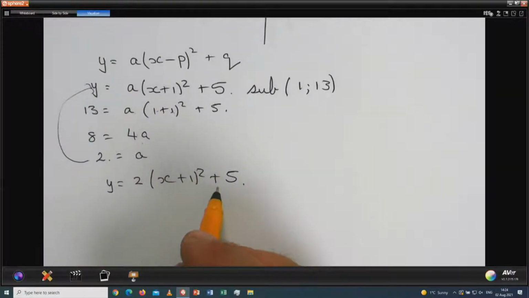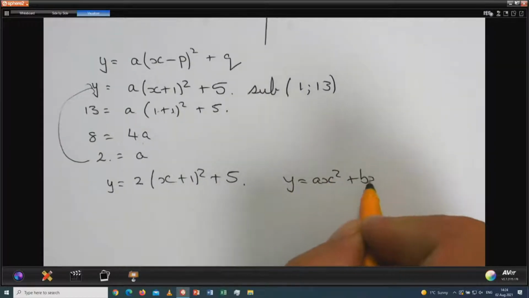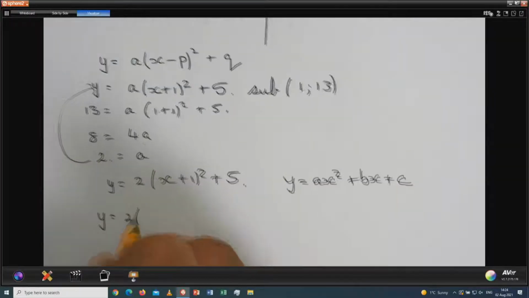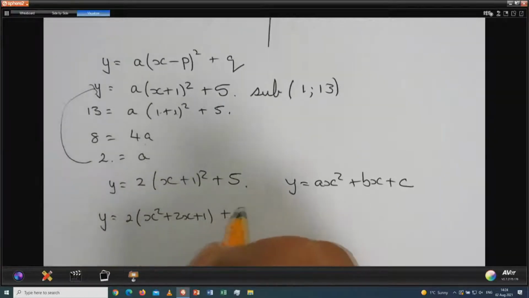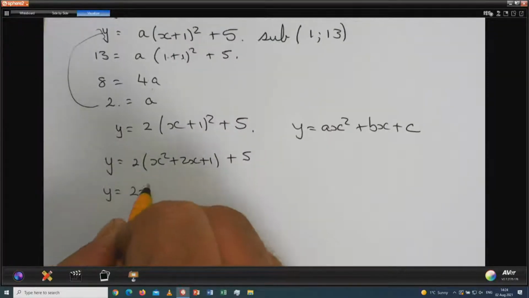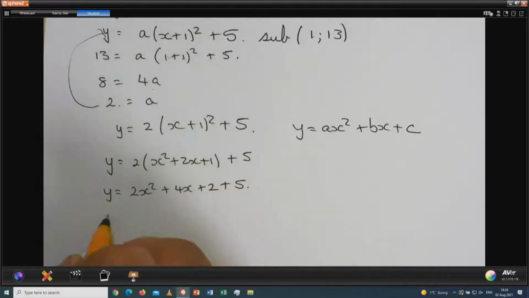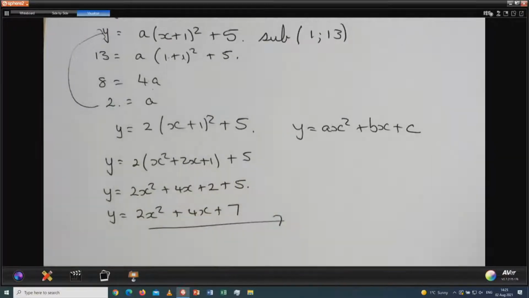If they ask you to leave it in the form y is equal to ax squared plus bx plus c, then we need to multiply that out. So y is equal to 2(x squared plus 2x plus 1) plus 5. Y is equal to 2x squared plus 4x plus 2 plus 5. Y is equal to 2x squared plus 4x plus 7 is the equation.